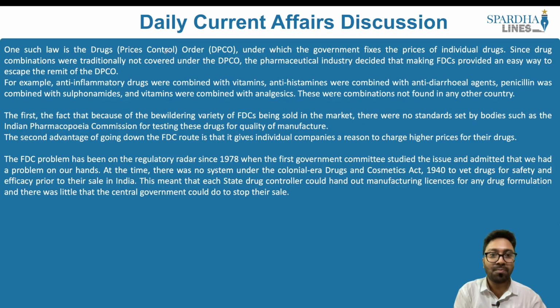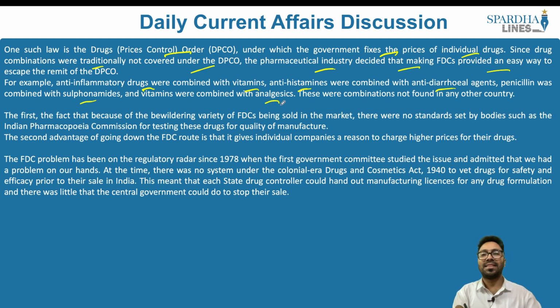So one such law is the Drug Prices Control Order, under which the government fixes the prices of individual drugs. Since drug combinations were traditionally not covered under the DPCO, the pharmaceutical industry decided that making FDCs provided an easy way to escape the remit of the DPCO. For example, anti-inflammatory drugs were combined with vitamins, antihistamines were combined with antidiarrheal agents, penicillin was combined with sulfonamides, and vitamins were combined with analgesics. They were combinations not found in any other country.